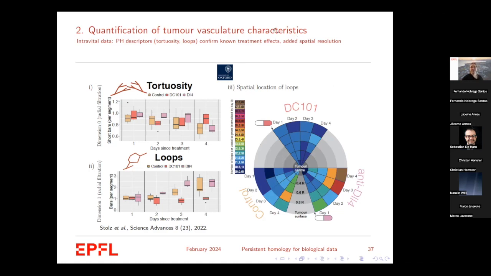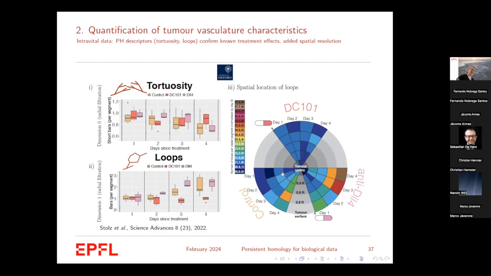Now, what we get in addition is a spatial location of loops. So we can spatially resolve these treatment effects over time. Here we are looking at spherical shells around the tumor center, and looking at how the number of loops changes in the specific spherical shells over time. Blue is stable or only a slight increase, whereas red is quite a big increase.